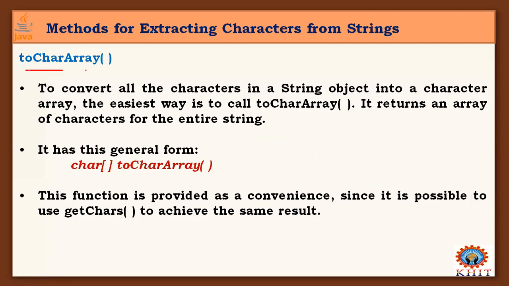Another function is toCharArray, which converts all the characters in a string object into a character array. It is the easiest way to get a character array, and it returns an array of characters for the entire given string. getChars does a similar thing, copying some of the characters extracted from the given string object into an array. Here, the method converts all the characters in a string object into a character array. Earlier, we defined character arrays and initialized string objects, which means converting an array to a string; this is the reverse process, string to array conversion.